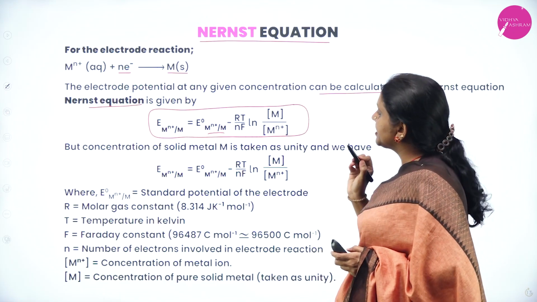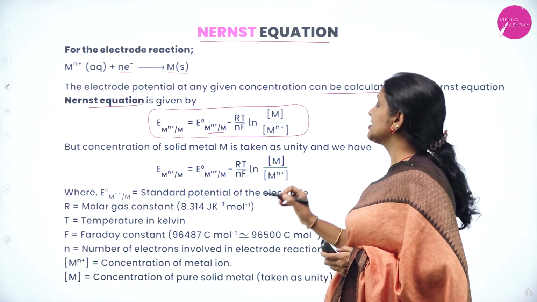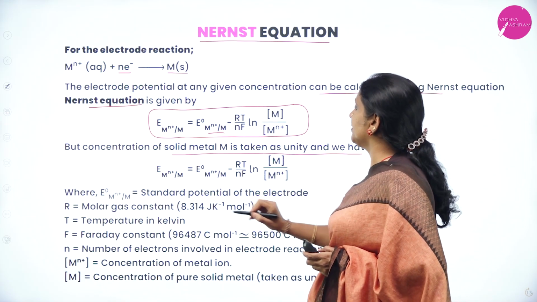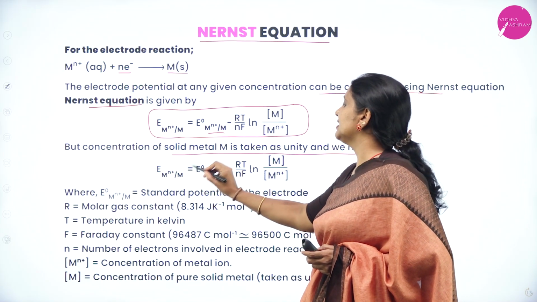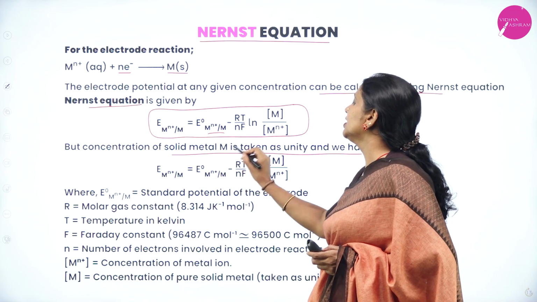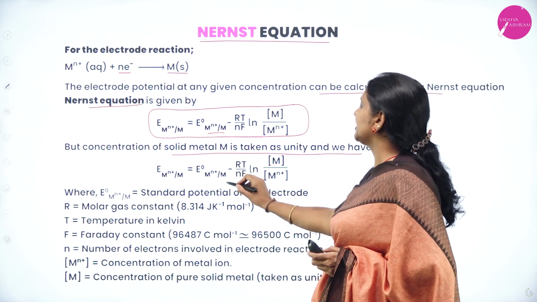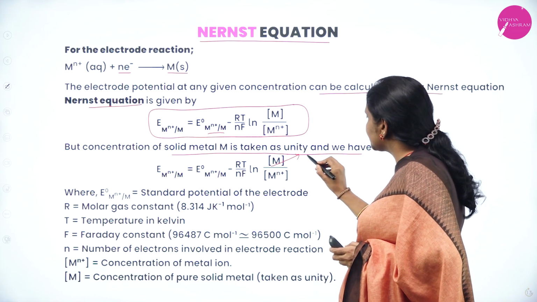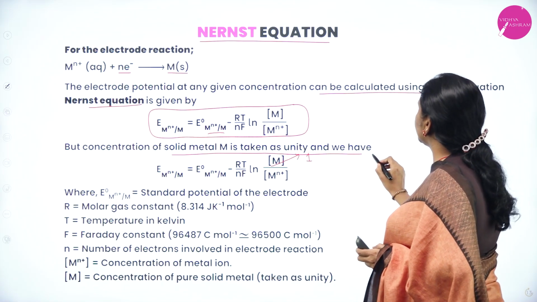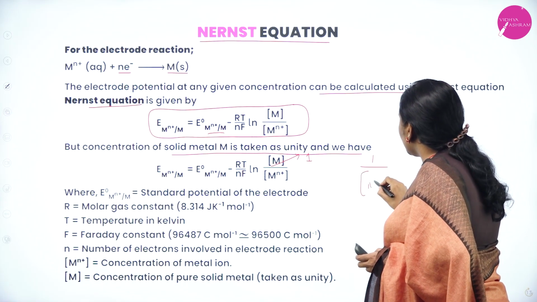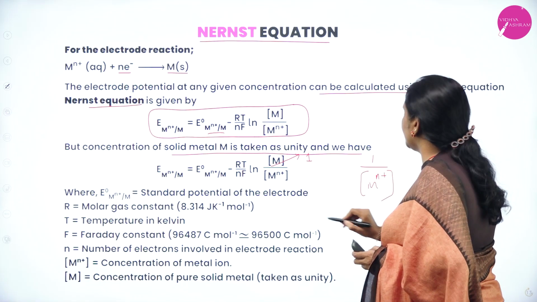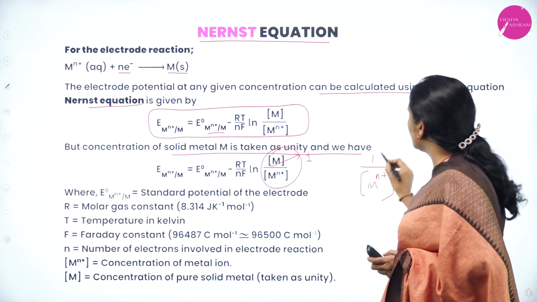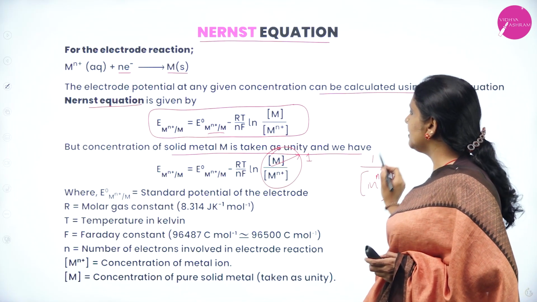It's the Nernst equation, but the concentration of solid metal is taken as unity. Therefore, we have the electrode potential of the metal electrode equal to the standard electrode potential of the metal electrode minus RT by nF log natural. The concentration of solid metal must be considered as 1, so the numerator becomes 1. Therefore, this expression becomes 1 by the molar concentration of the metal ion.